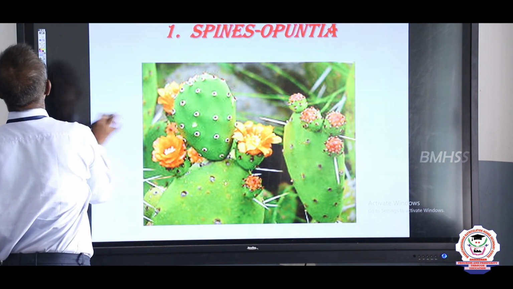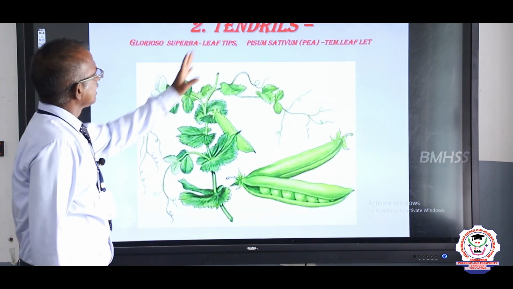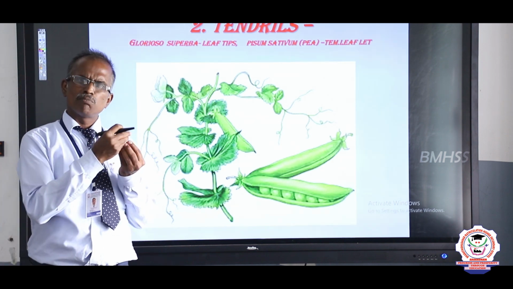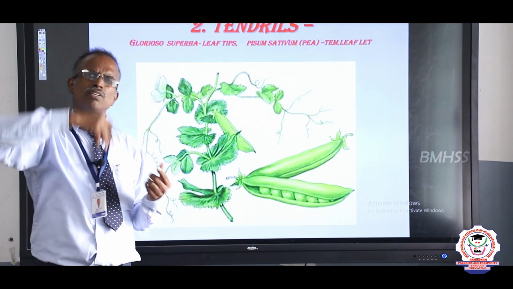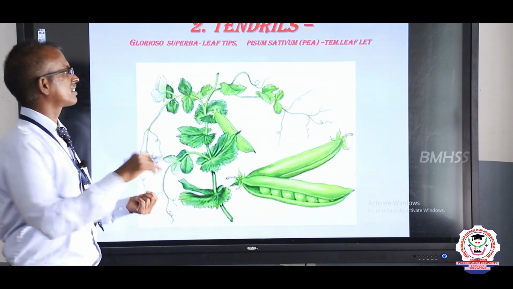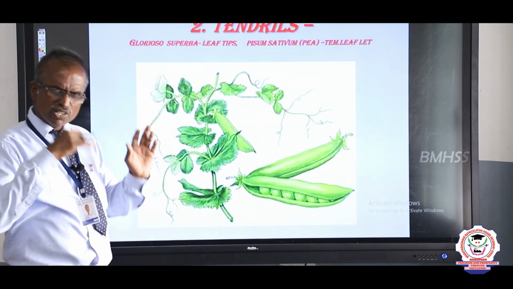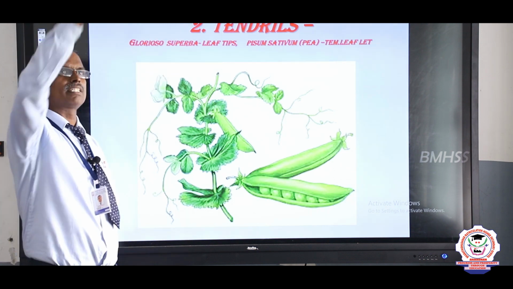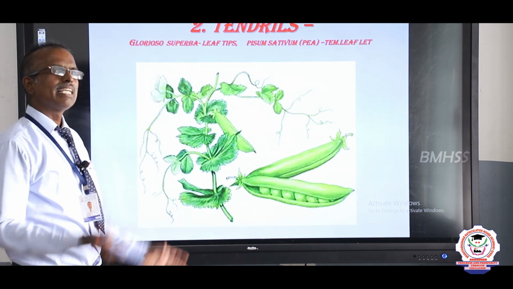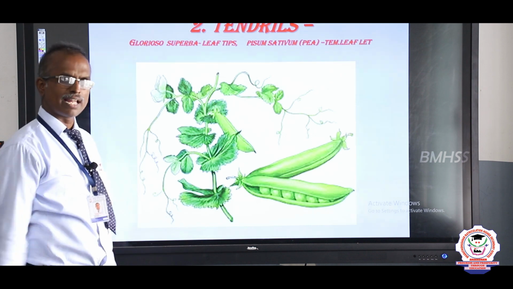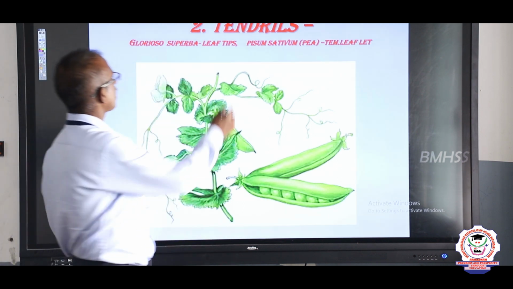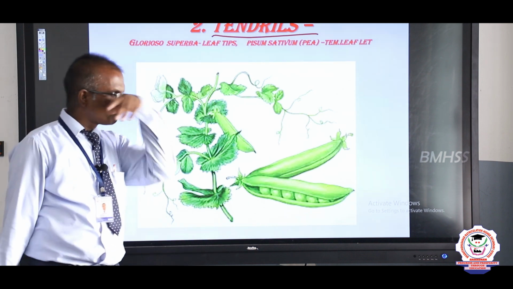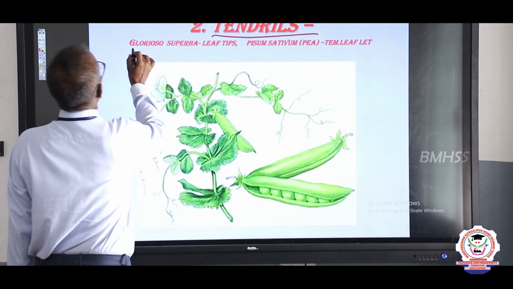Next we go for the second thing, tendril. In most climber plants, the leaves are modified into a very long coiled structure. That coiled structure helps the plant to climb on some structure efficiently, and that we call a tendril.